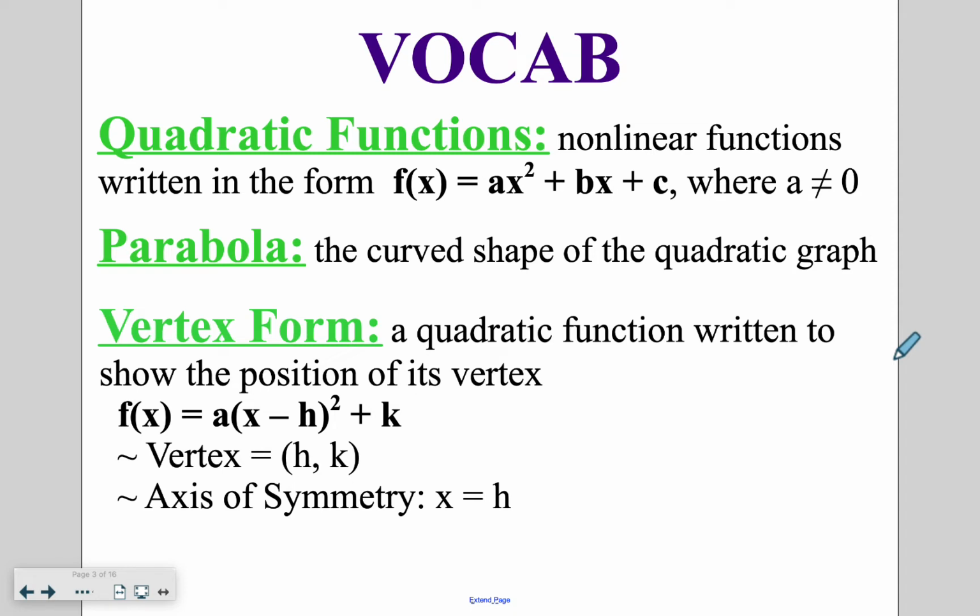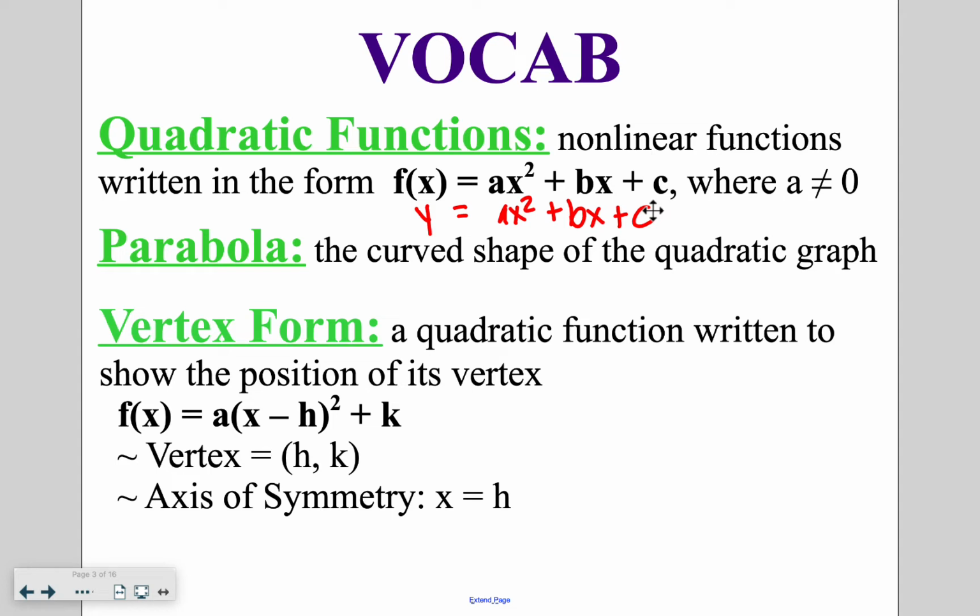So, a quadratic function is a nonlinear function written in the form f of x, or y, equals ax squared plus bx plus c. So right now it's written in its function notation. You can also see them written as y equals ax squared plus bx plus c. This equation format right here is what we call standard form. That is how we are going to see quadratics written the majority of the time that you encounter them.